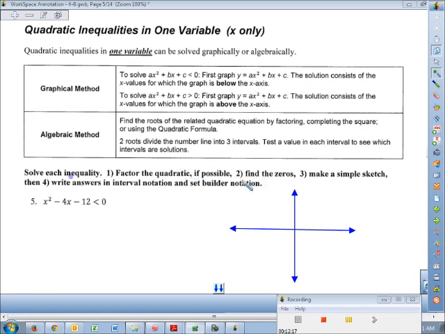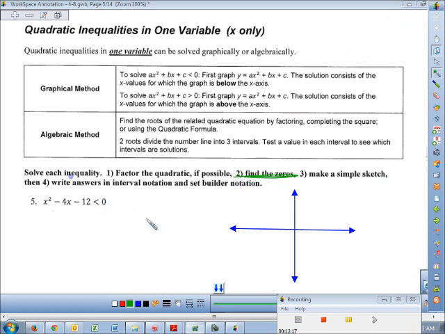Because we want to find the zeros. Don't we want to find when this is 0? And that's really where it crosses the x-axis. The zeros, the roots, the solutions are the same thing. So we want to find those spots. Easiest way to do it is to factor. Then we'll sketch it and then figure out our answer.